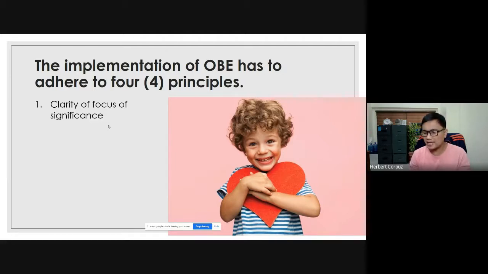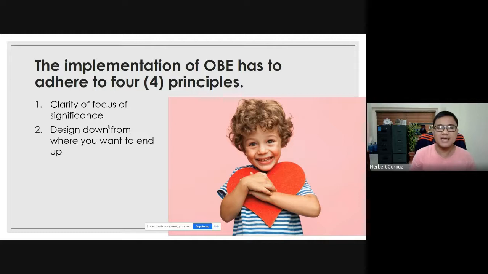What would I like my learners to understand? That is cognitive. What do I like my learners to demonstrate or perform? That is psychomotor. What do I like my learners to exemplify or emulate? That is affective domain or values and attitudes. Design down from where you want to end up.